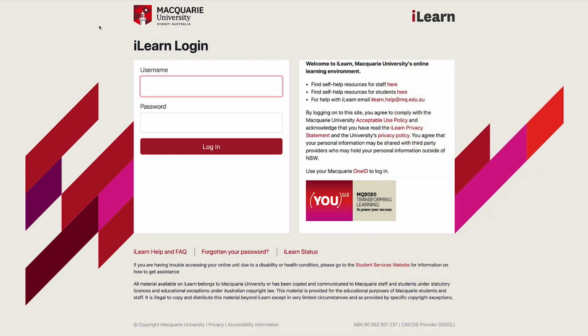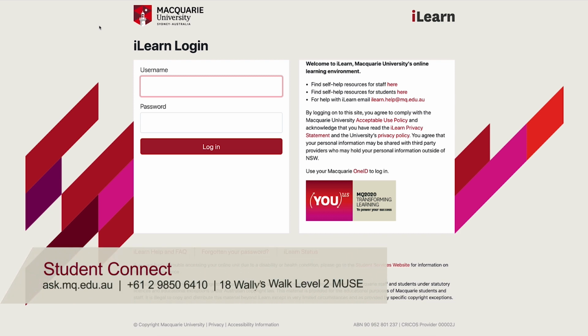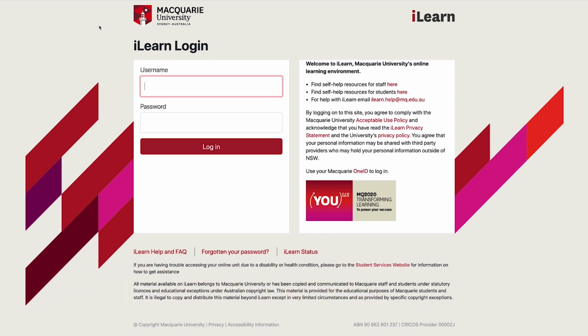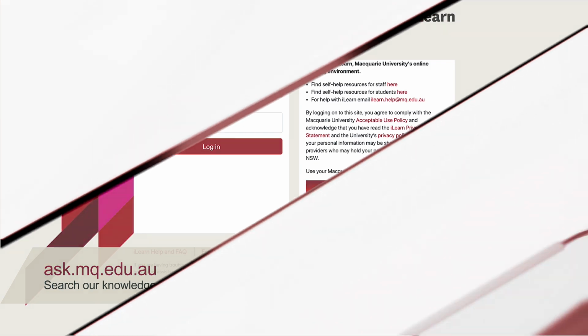That's all for this eStudent tutorial series. Should you have any further questions, you can always call Student Connect on 9850 6410 or submit an Ask inquiry at ask.mq.edu.au. You can also search our knowledge base for frequently asked questions and answers.